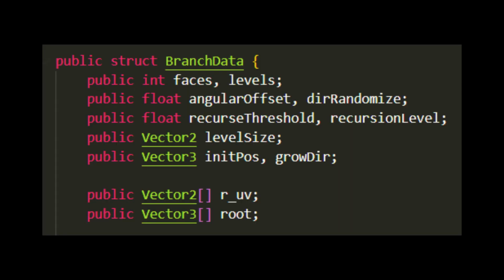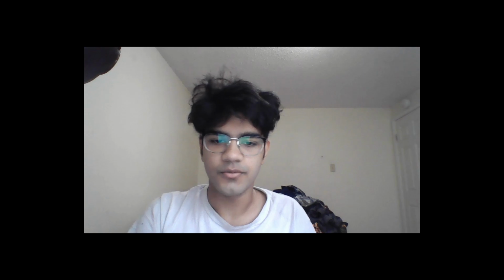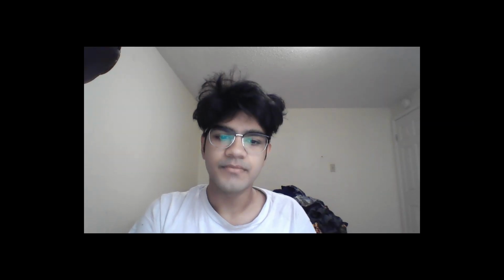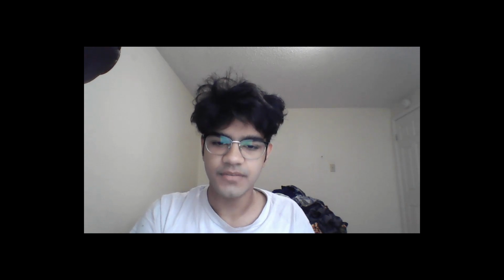The whole system is based on a struct called branch data. The name is pretty self-explanatory, and all it does is contain a bunch of information about a single branch of the tree. The most important variable in the struct is root. This is an array of 3D vectors of length faces, dictating the position of each vertex of the shape of the trunk of the tree.